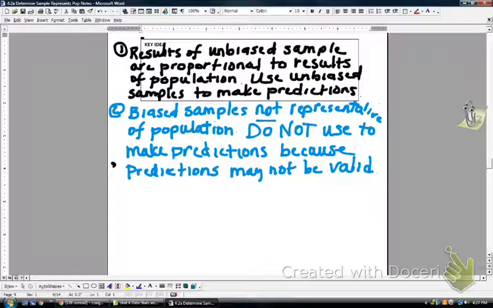In case you're not getting all of this, the thing that you need to keep in mind is you want an unbiased sample for conclusions and to make predictions. And then you need to remember that biased samples are not representative of the population. They should not be used to make predictions, and your conclusions may not be valid.